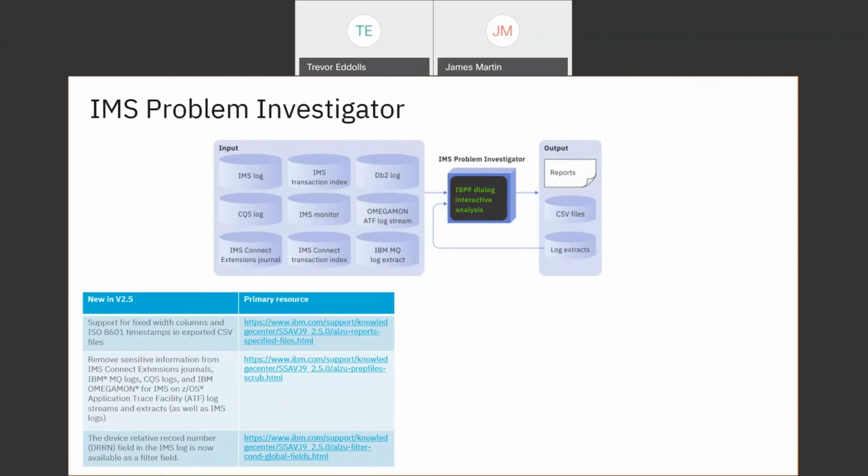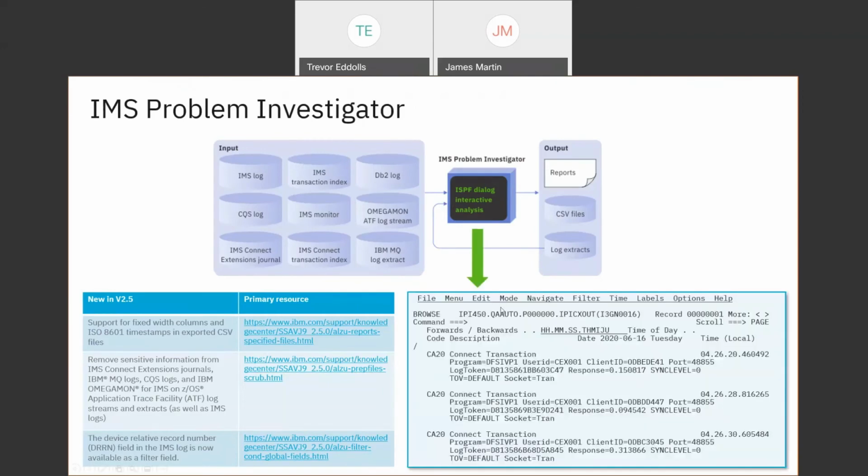But where PI really stands strong is its ability to use the ISPF dialog to do an interactive analysis to allow us to see where in a transaction flow our time is going. Here's an example of some CA20 records. IMS Performance Analyzer builds these particular records because IMS, unlike some of the other systems of record, does not have an overall accounting record that allows us to see the total performance of a transaction in one instrumentation record.